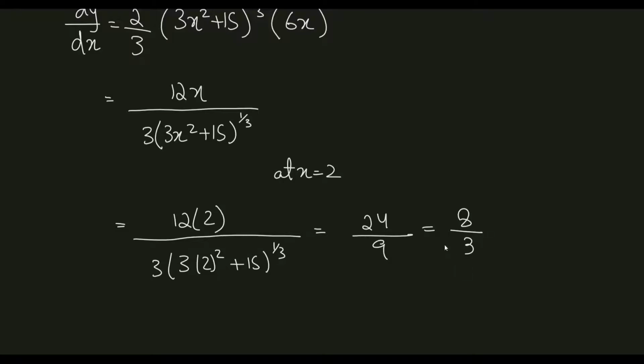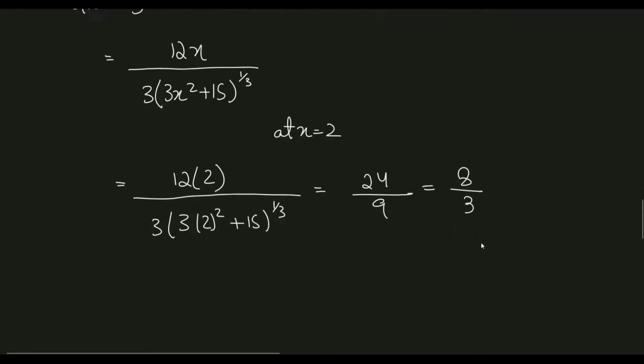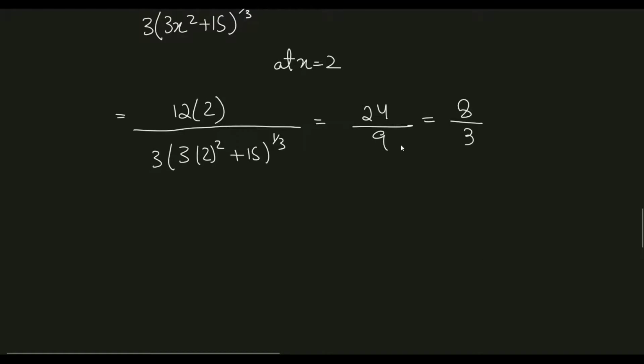Okay, so this is the gradient of the tangent. In order to find the gradient of the normal, which is perpendicular to the tangent, I will take the reciprocal of this and multiply it by negative. So this will be minus 3/8. So this is the gradient of the normal. Now let's find the equation.